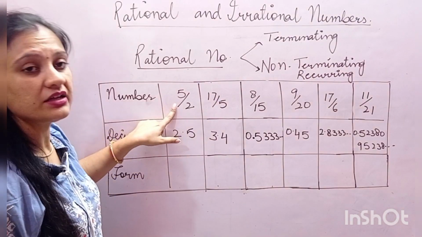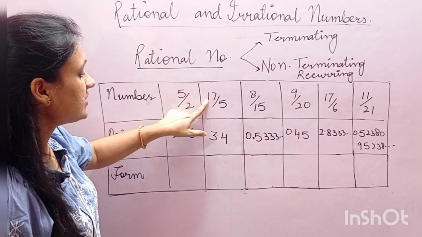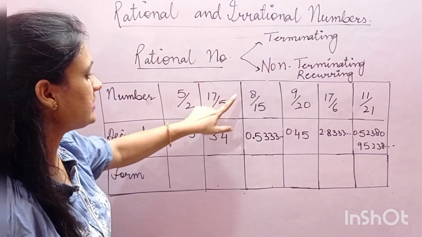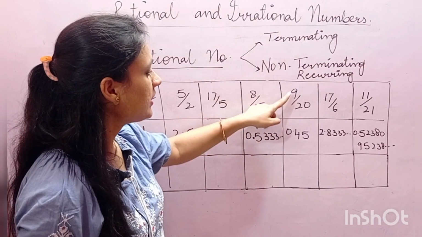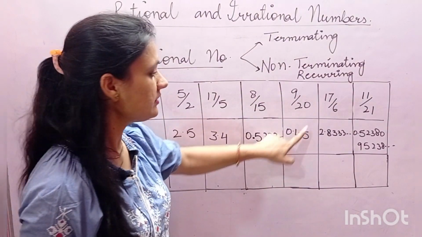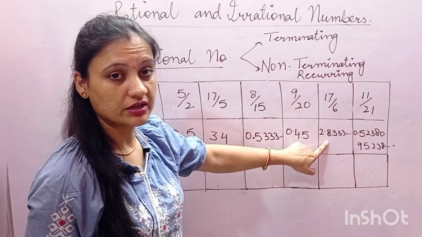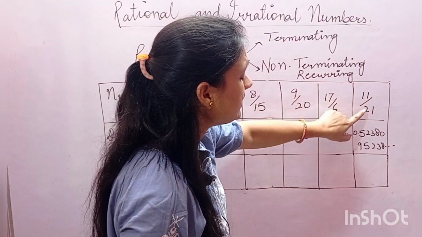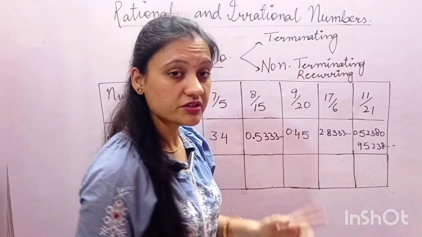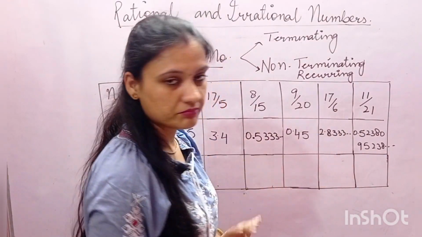So 5 by 2 is a terminating rational number. 17 by 5 is also terminating. 8 by 15 is non-terminating recurring. 9 by 20 is terminating, and 17 by 6 is again non-terminating and recurring. 11 by 21 is a non-terminating recurring number, right?